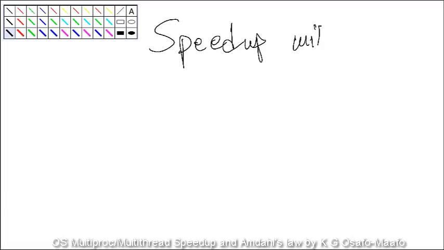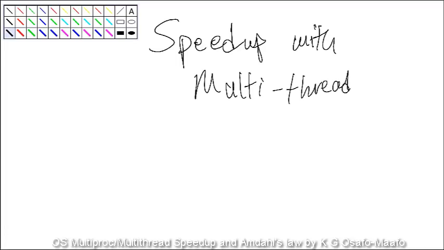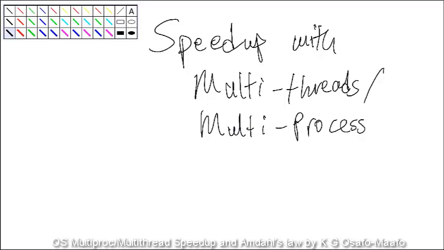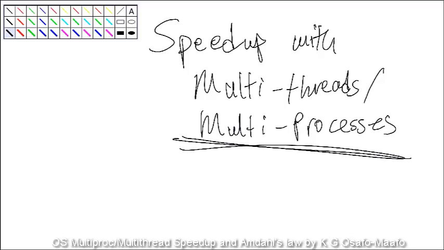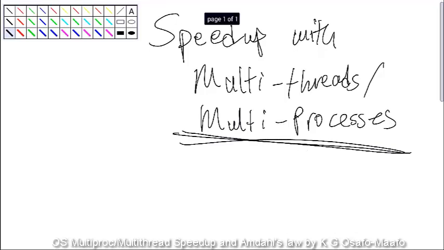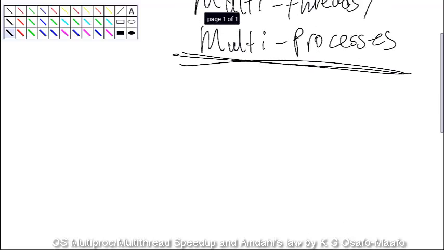This video is about how to estimate speedup when you have multiple processes or multiple threads. Now, the reason why we need to learn this is so we can understand what happens when there are more threads working on a specific task.